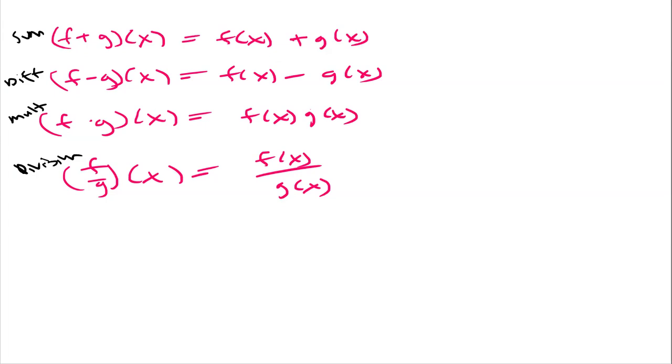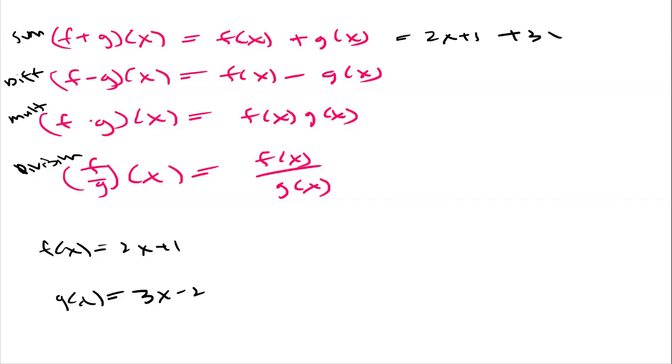So if f of x was equal to 2x plus 1, and g of x is equal to 3x minus 2, then I can just put it in here, right? So this would be f of x, 2x plus 1 plus 3x minus 2. Then I solve. So that becomes 5x minus 1. So I just simplify it. That's all I'm doing. This one I add them, this one I subtract.